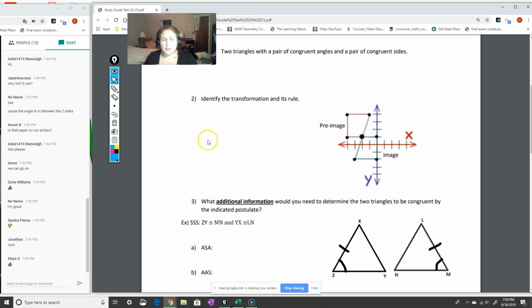In this case, you probably know already, but go ahead, turn on your mics or go ahead and type what transformation occurred. And if you can be specific, great. But if not, just give the overall which transformation happened.